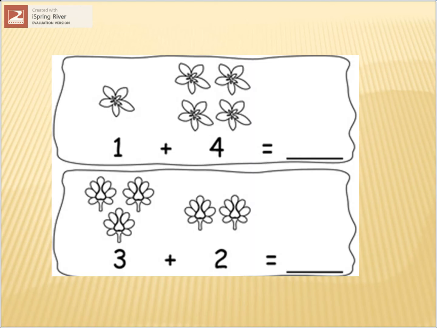Now let us add the flowers. There is only one flower over here, and in the next picture there are 1, 2, 3, 4 flowers. So total there are 5 flowers. And over here how many flowers are there? 1, 2, 3 flowers. And when we add 2 more flowers, let us count 1, 2, 3, 4, 5. So total we have again 5 flowers.